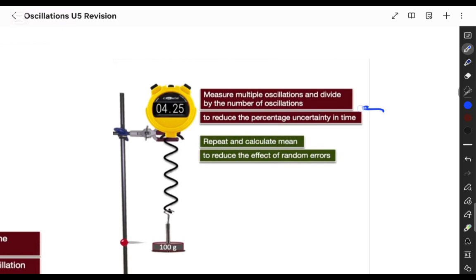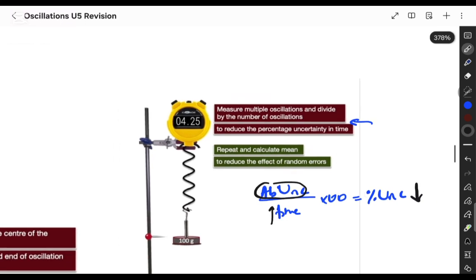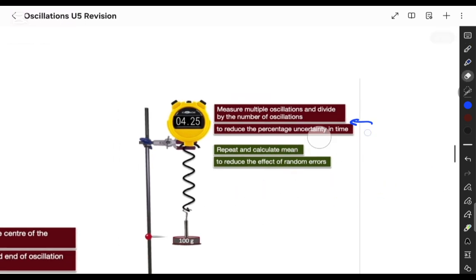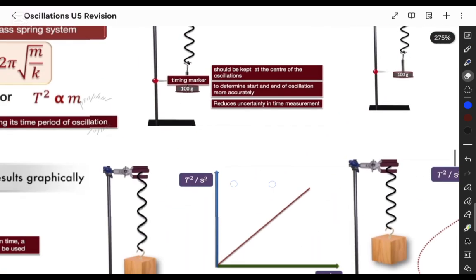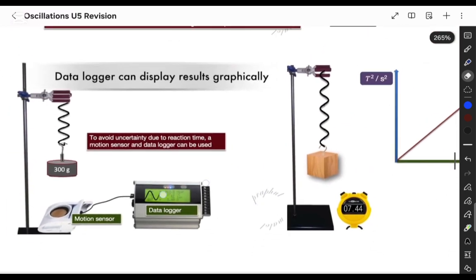To explain this point a bit more, we know the absolute uncertainty divided by the time value times 100 is equal to the percentage uncertainty. So if we find the time from multiple oscillations, that's going to increase the time value. The absolute uncertainty remains the same, and the percentage uncertainty is going to go down. Now, after we get a time value, we're going to repeat and calculate the mean.